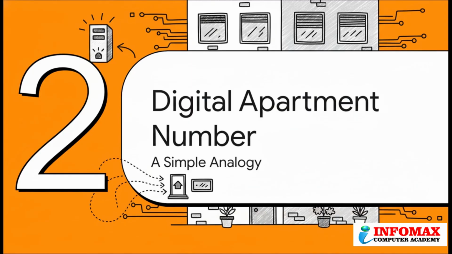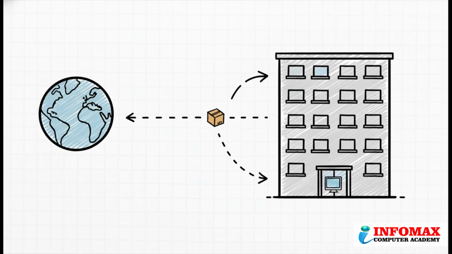The best way to wrap your head around it is with an analogy. So let's think of it as a digital apartment number. Okay, so you've heard of an IP address, right? Your computer's IP address is basically the street address for a huge apartment building. It tells the internet, this massive global postal service, which building to deliver a package of data to. It gets the data to your specific device.